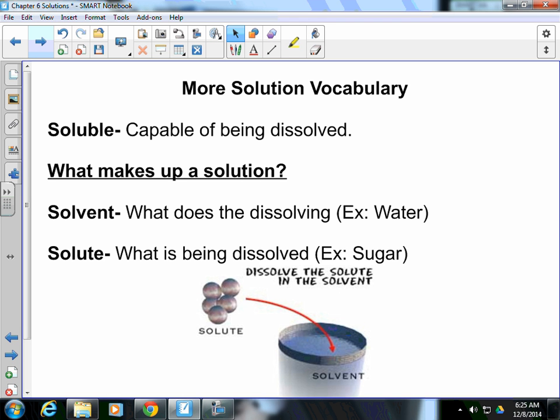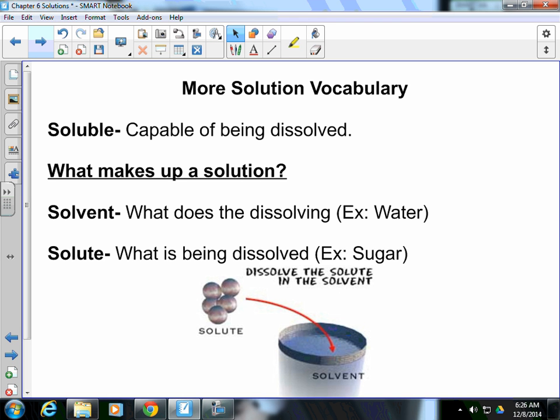Then, when we talk about solutions, we have two things to a solution, the solvent and the solute. What is the difference between the two? The solvent is what does the dissolving. The solute is what's being dissolved. So if we take Kool-Aid, for example, I'm going to make Kool-Aid. Solvent, what does the dissolving in Kool-Aid? Water. Solute, what is being dissolved in Kool-Aid? The sugar packet or the flavor packet. So you have solvent, what does the dissolving, and solute, what is being dissolved.